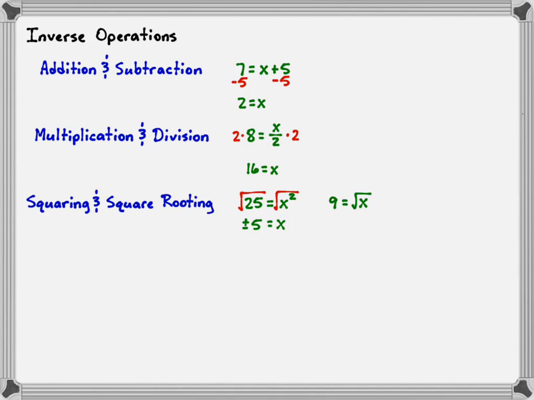Another look at this is if I had 9 equals radical x. Well, how do I get x by itself? I need to get rid of the radical. How do I get rid of the radical? I do the opposite of doing the radical. I take the square of both sides.